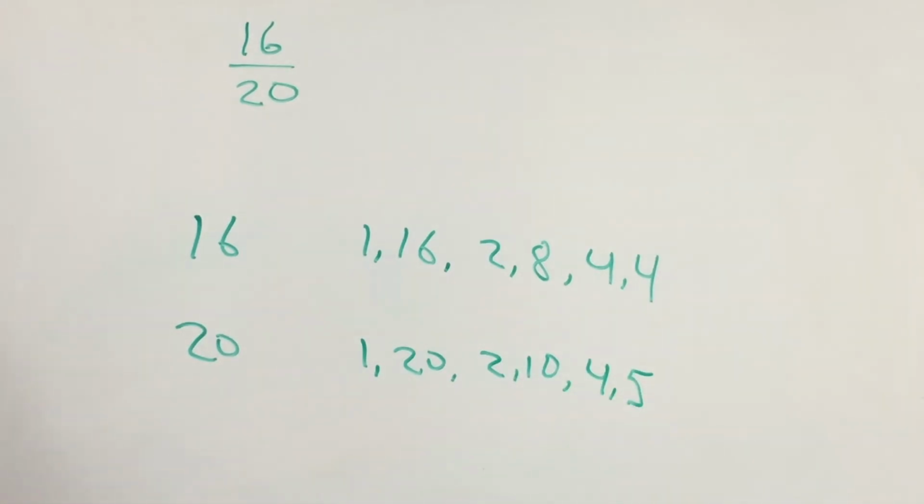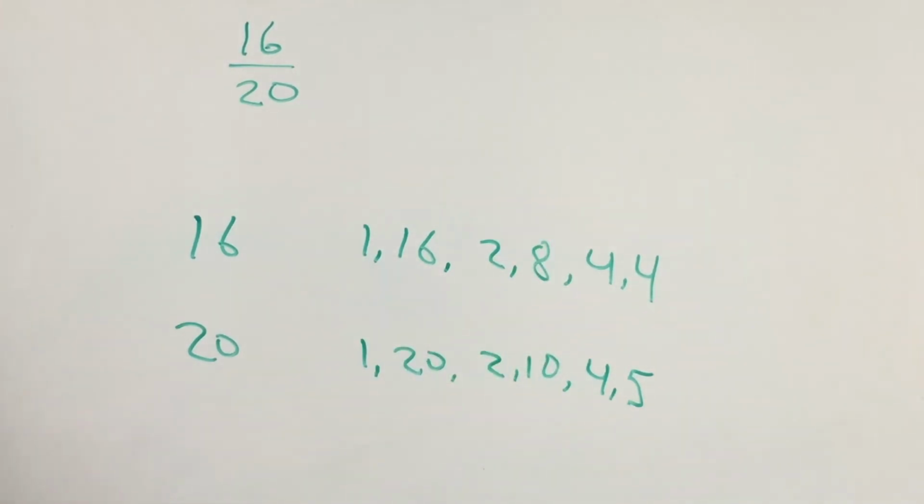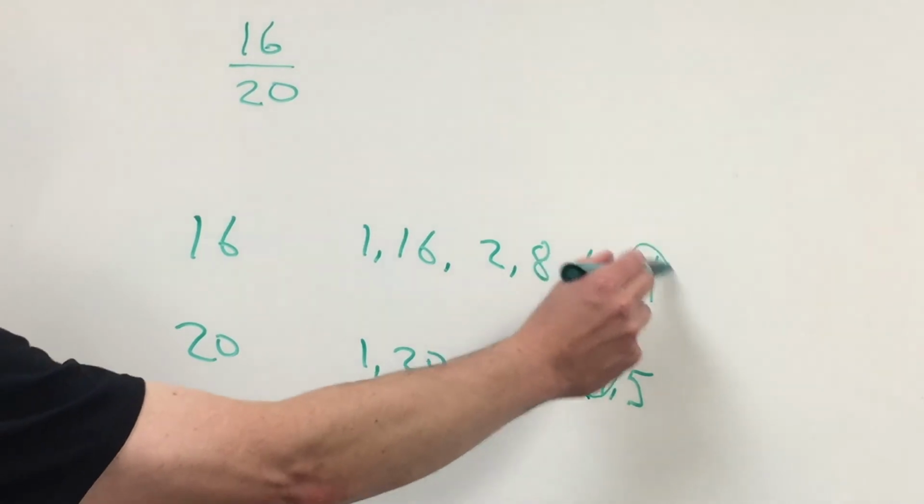Comparing the two lists, we see that they do indeed have factors in common. Each has a 2, and each has a 4. That means 16/20 can be simplified or reduced. As before, we want to find the greatest common factor. And of all these numbers they have in common, the largest is 4.